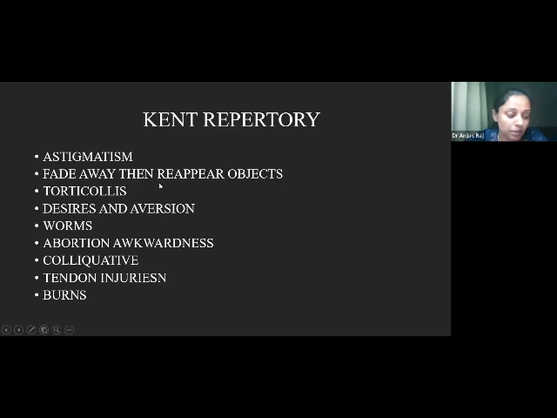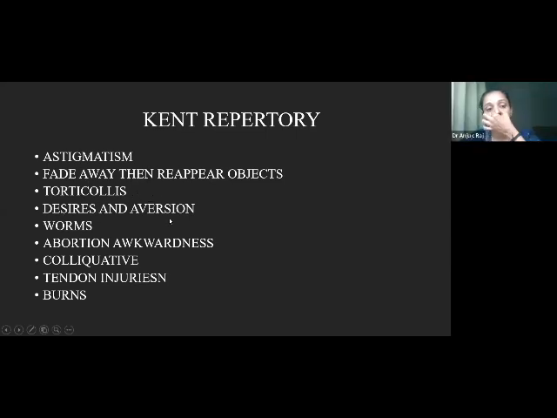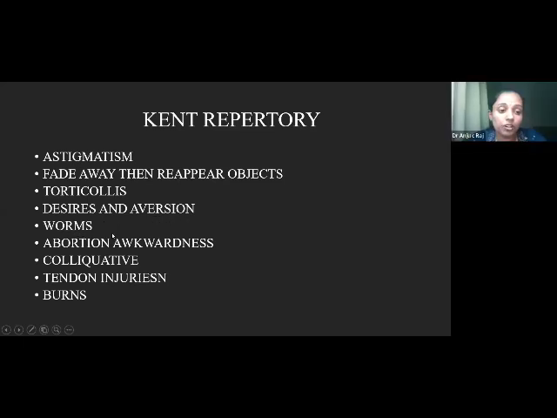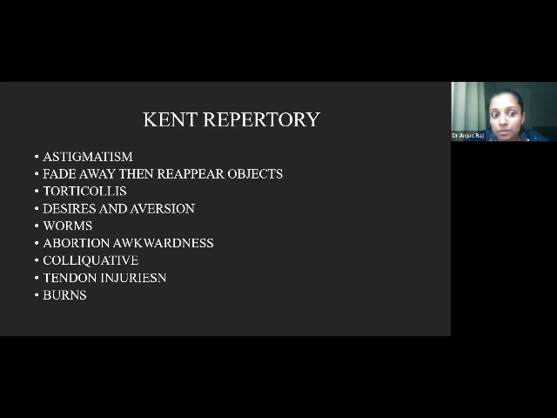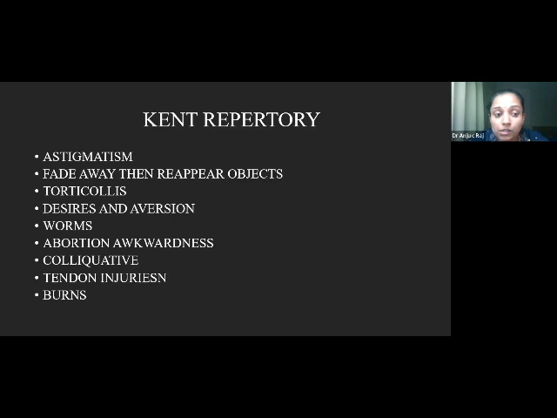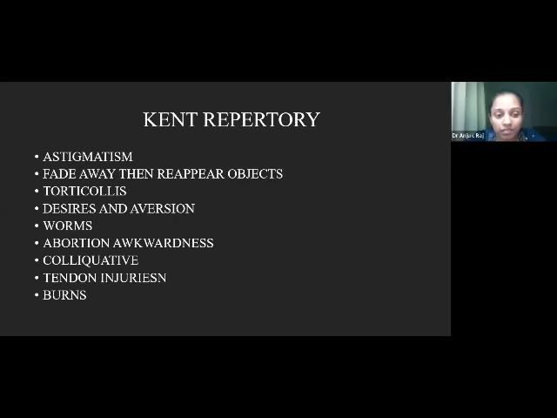Torticollis, already mentioned. External throat. Then desires and aversion. Stomach. Okay. Then worms, where will we get them? Rectum. In Boericke's therapeutic book, where will we get the worms? Stool. So many rectum rubrics, all we get in the stool. Next, abortion. The stool rubric came in the same line.